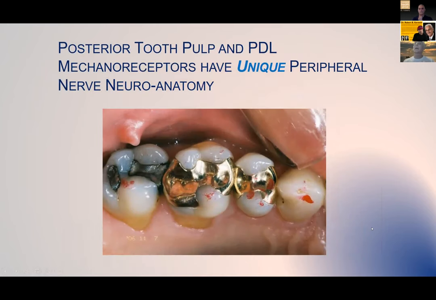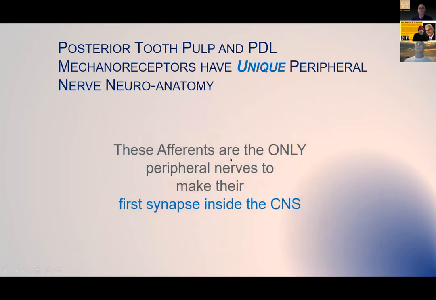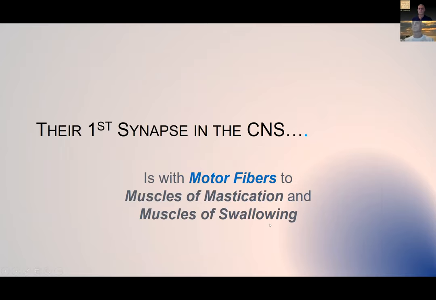So here's the neuroanatomy. The posterior tooth pulps and the PDL mechanoreceptors have the most unique peripheral neuroanatomy in the entire human body. And I talked about this the other day. Their afferents are the only peripheral nerves to synapse inside the central nervous system. The only one in your entire body. All the other peripheral nerves stop outside the spinal column. They don't go in right away, and they certainly don't enter the brain right away. But these do. The pulp from the posterior teeth, and that's the premolars and the molars, and the PDLs.